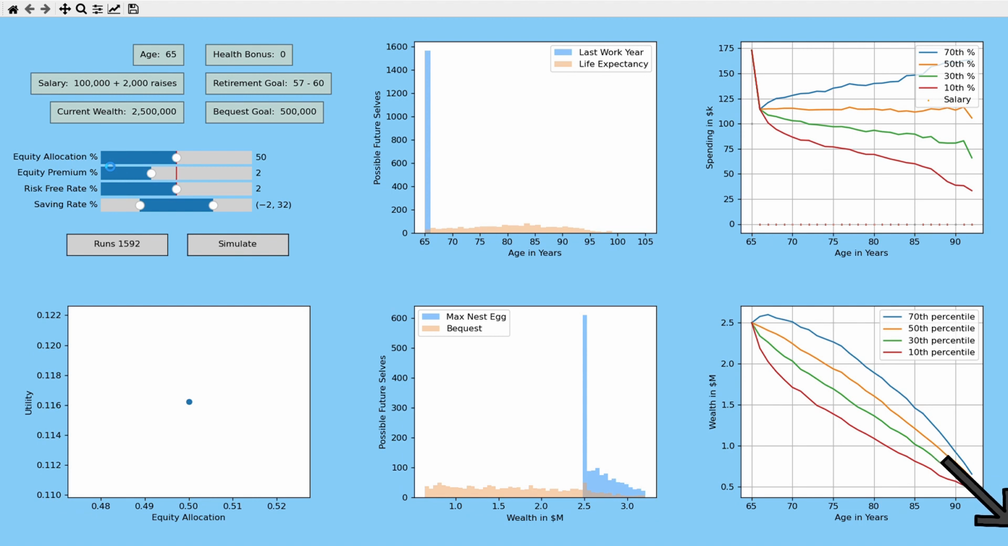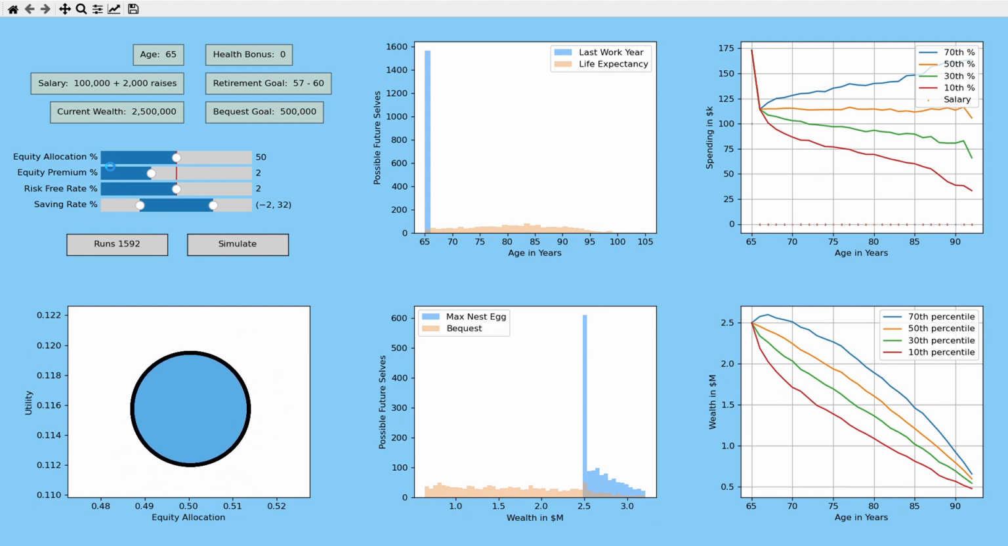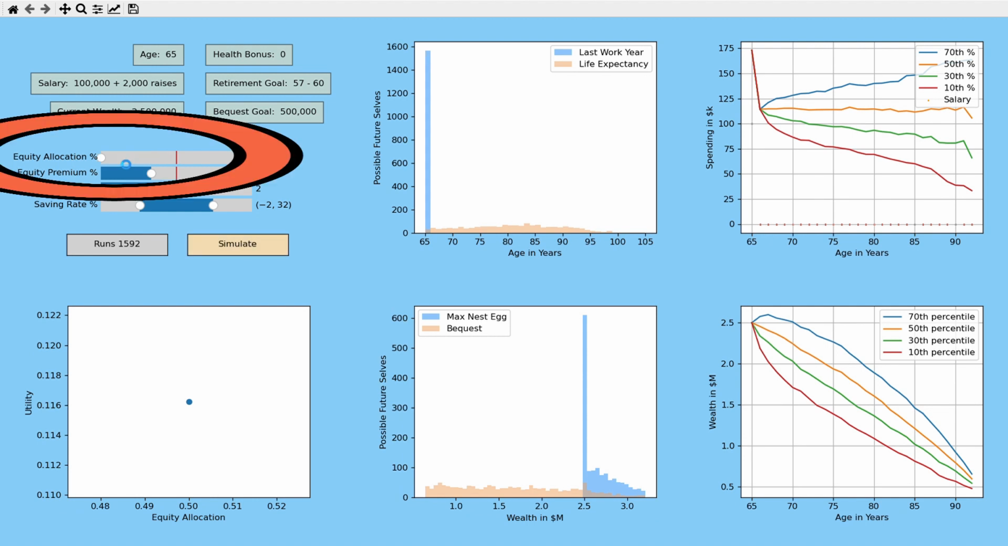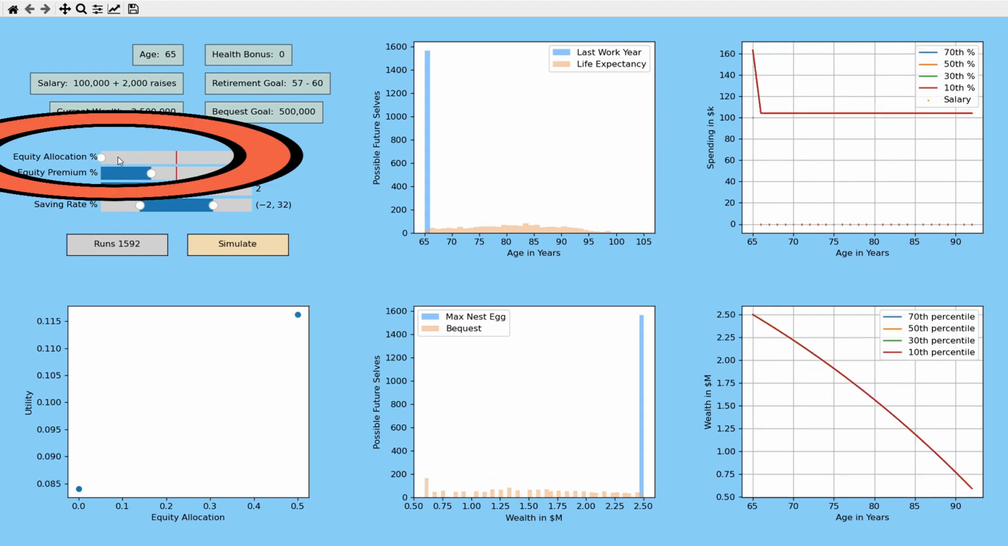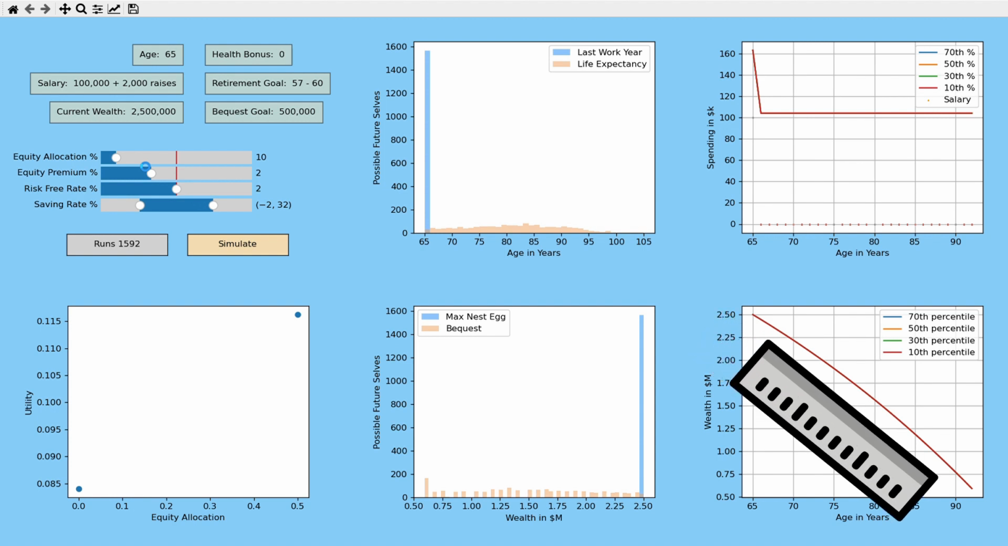For lucky market outcomes, they can spend a little more, and for unlucky market outcomes, they will need to spend a little less. In the bottom left corner, the simulation adds a data point for the 50% allocation case which we just ran. This shows the expected average utility of that decision for all the scenarios. If we change the equity allocation to 0, the simulation will add a second data point showing the utility is a bit lower. Also note that the other graphs become straight lines since there's no market variability in the safe asset.